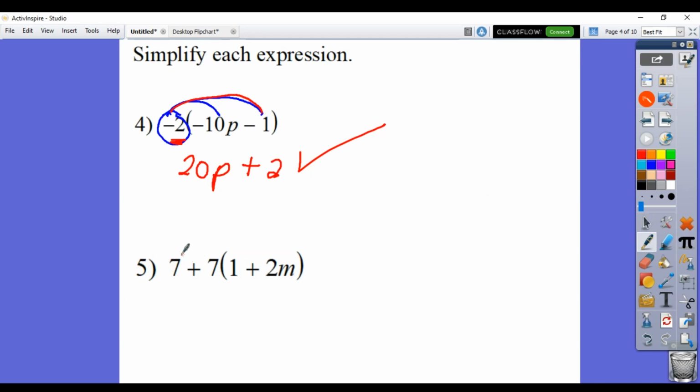Here you cannot add the 7 to 7 yet because 7 and this quantity here, you're multiplying them. Remember the PEMDAS, you multiply first before you add. So you cannot add just two sevens here. But what you can do is distribute the 7 here. So I will drop the first 7. Now I'm going to multiply this 7 by this one, which 7 times 1 will give you 7. 7 times 2m will be positive.